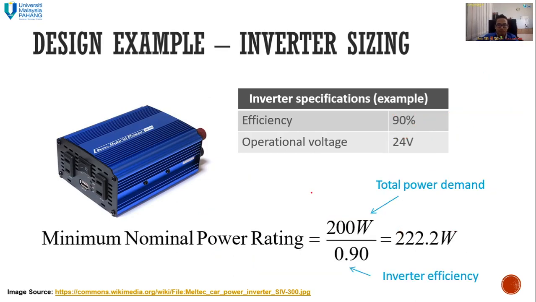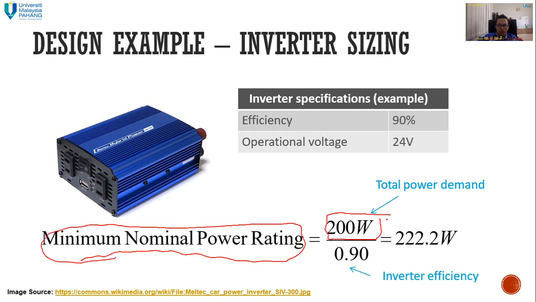Alright, so this one is very simple. Minimum nominal power rating: how to get the minimum power rating? It's very easy. The total power demand that you need, for example, your appliances will use 200 watts. So you divide by 0.9, which is the inverter efficiency. It depends. If the inverter efficiency is 0.7, then you divide by that. Then you get 222.2 watt.